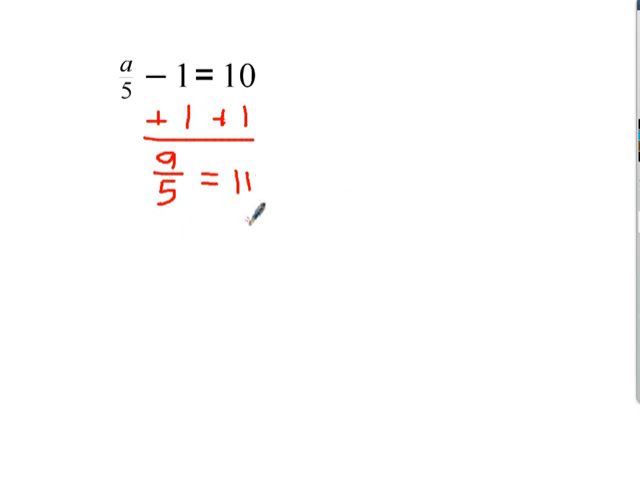Now I have a new equation, a little bit simpler than my first equation. I have a divided by 5 is equal to 11. I want to get rid of the divided by 5. The opposite of divide by 5 is times 5. A divided by 5 times 5 is simply a, and 11 times 5 is 55.